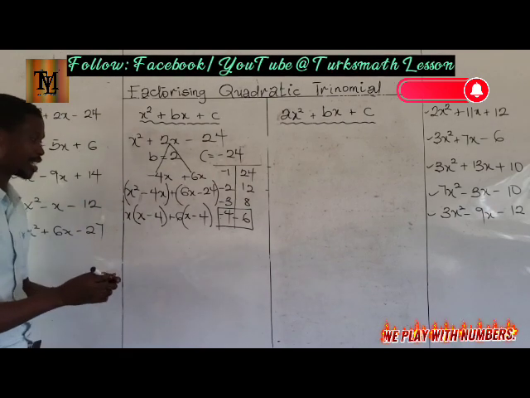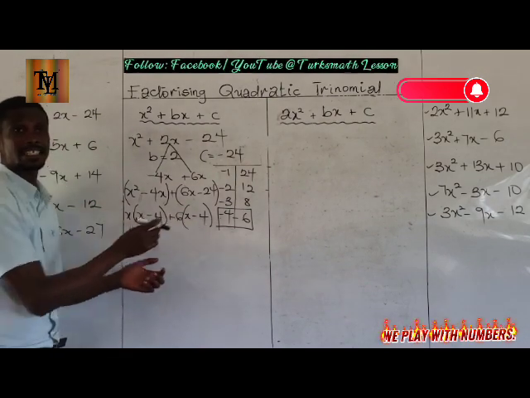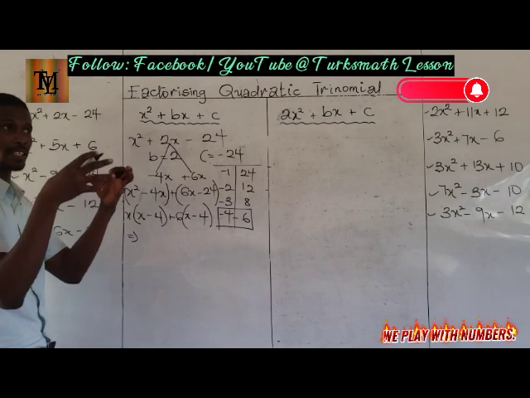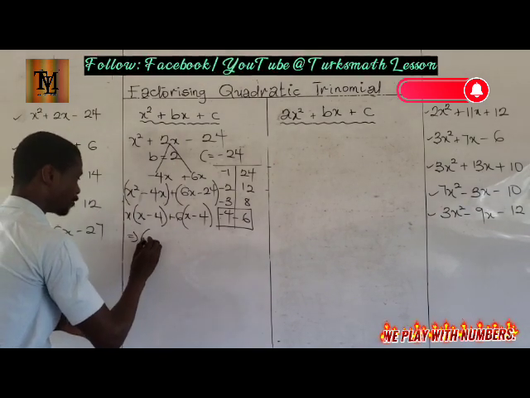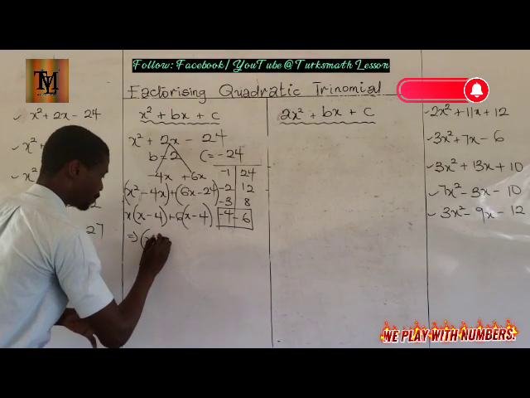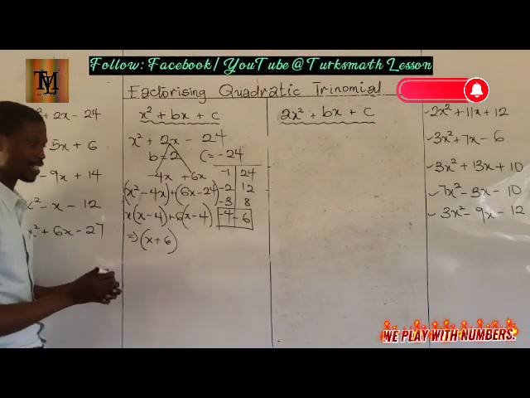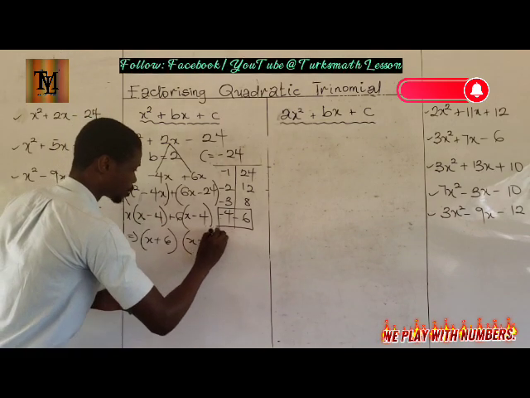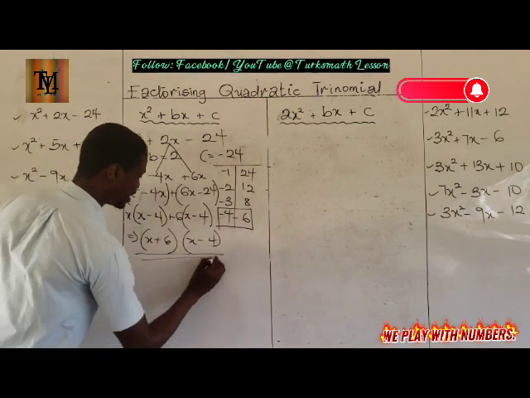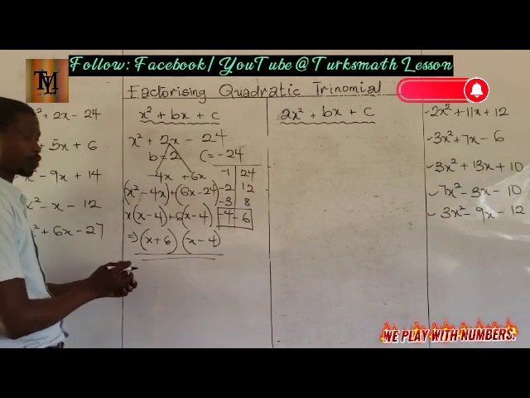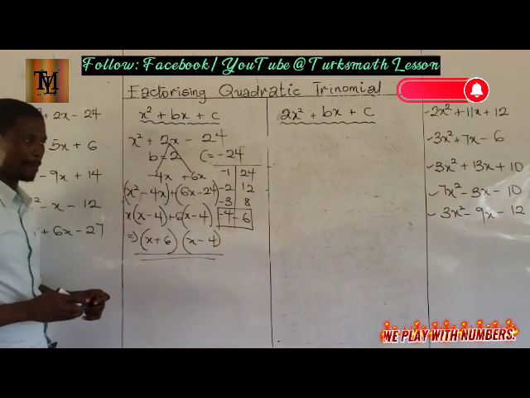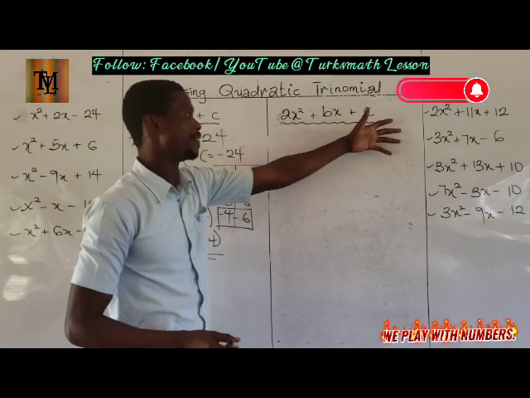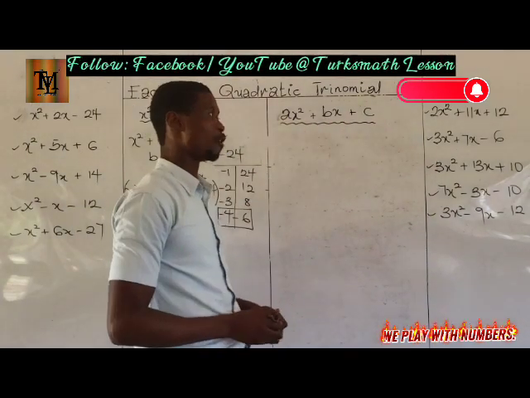So what can you see? You see that the quotients here are the same. So you put the factors into one bracket. So you have x plus 6 in one bracket, then x minus 4 in another bracket. So it means that when you multiply this together, you have the trinomial back. Are you together? Now let's take the first example under the second form.